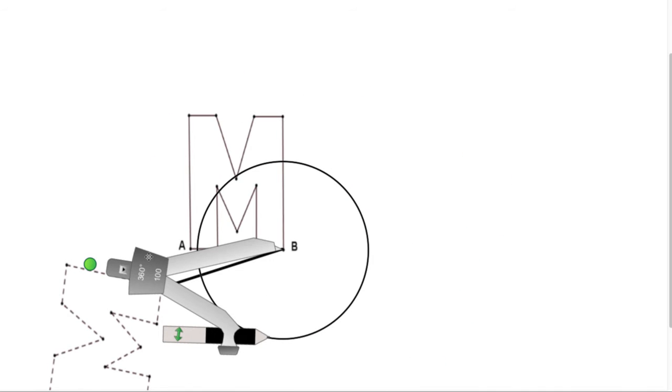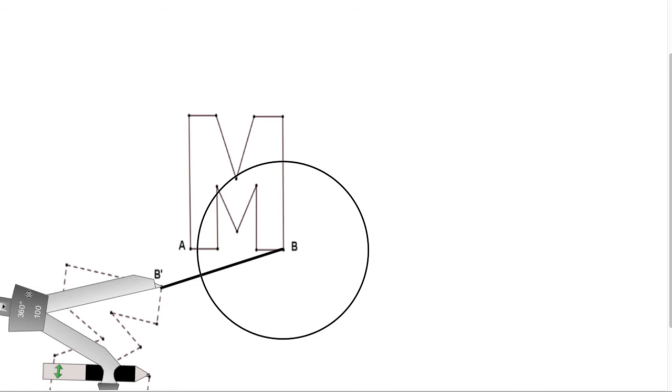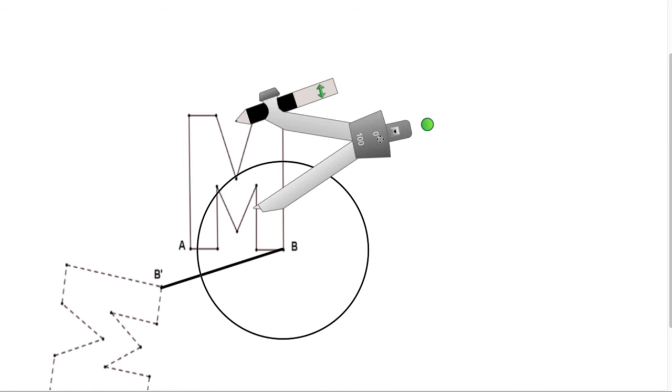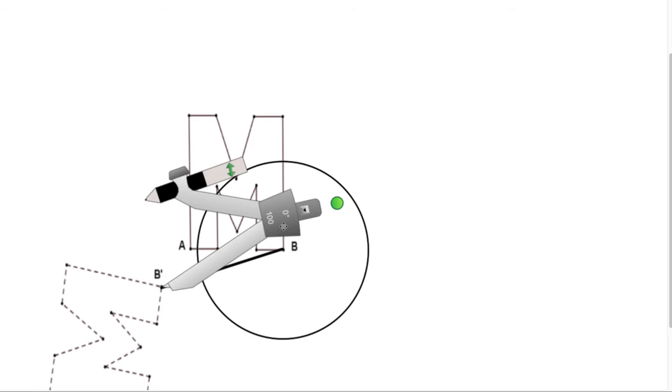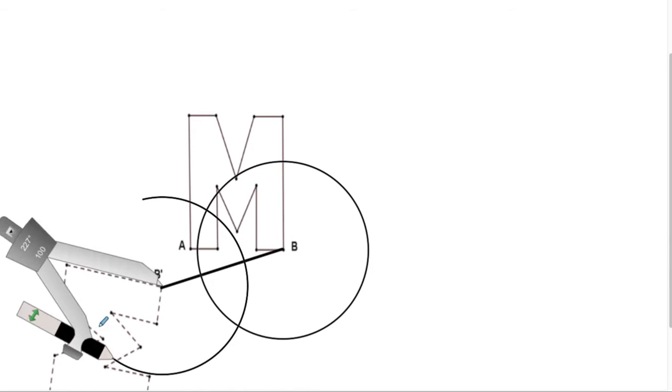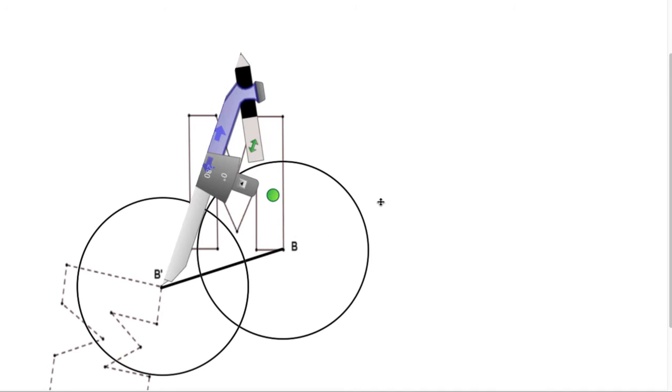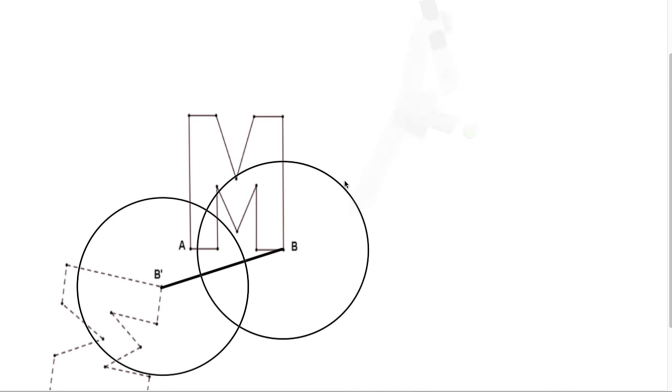And I'm going to do the same thing over here. I'm going to put the tip and rotate this over here. And then I'm going to do the same thing over here with the same size circle, like that. Okay, I don't need this anymore. So now the intersection points, I'm going to make a straight line.